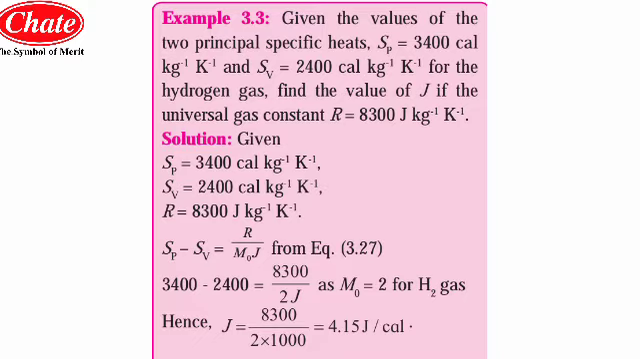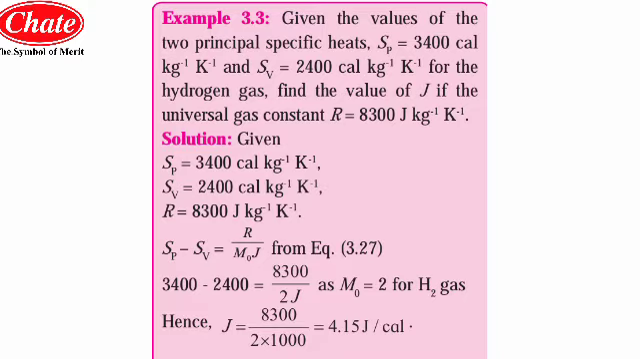So the Sp they have given, that is the specific heat of the gas at constant pressure, is 3400 calorie kg^-1 K^-1, and the Sv, that is the specific heat at constant volume, is 2400 calorie kg^-1 K^-1, and the universal gas constant R they have given is 8300 joule kg^-1 K^-1.